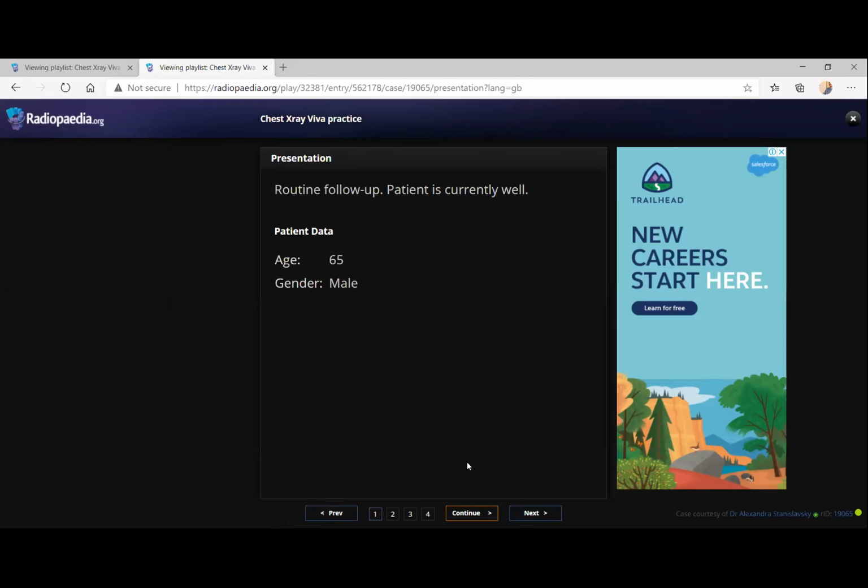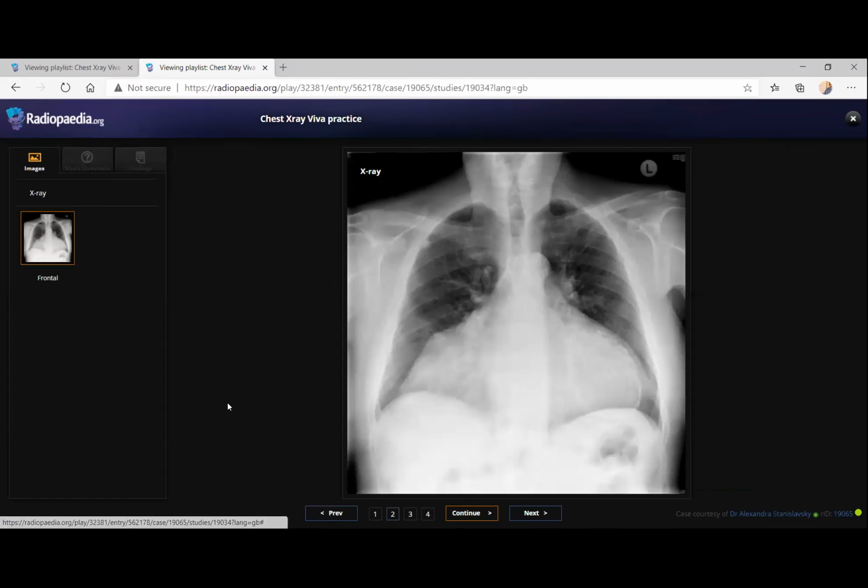Okay, so this is a routine follow-up. Patient is currently well. Okay, 65-year-old male patient. So this is a 65-year-old male patient with a frontal chest radiograph that is showing a marked enlargement of the cardiac shadow. Okay. I can see that there is a linear calcification that is noted along the left cardiac contour. This might be suggestive of ventricular calcification or ventricular aneurysm.